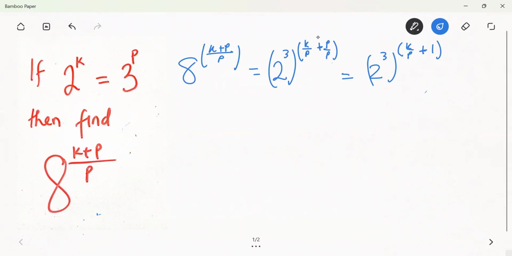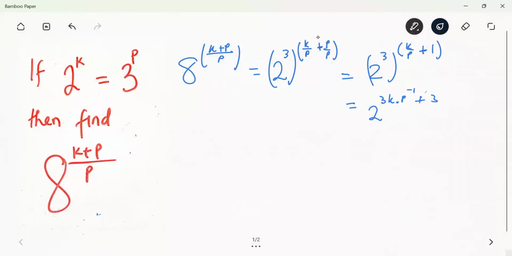Now when you raise a power by another exponent, you must multiply them. So we must take this 3 and distribute it into that binomial. So we get 2 to the power of 3k times p to the minus 1, because by the laws of exponents, if something is in the denominator, you can take it to the top and give it a negative exponent. Then 3 times positive 1 is going to be 3.